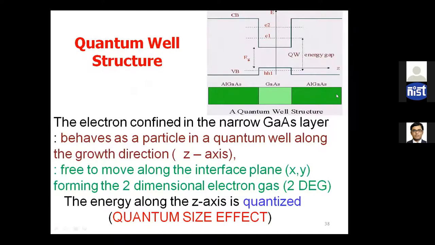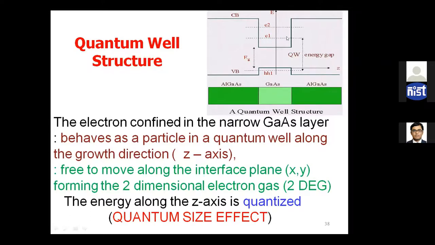So similarly, if you go for the quantum structure, the basic way to grow: simply, you grow GaAs, then you grow aluminum gallium arsenide having 2.16 for alloy 30%. Gallium arsenide is low band gap, and again aluminum gallium arsenide is high band gap. So in the gallium arsenide, it will behave like a well. So the electron is confined in the narrow gallium arsenide layer, and it behaves as a particle in a quantum well along the growth direction z.